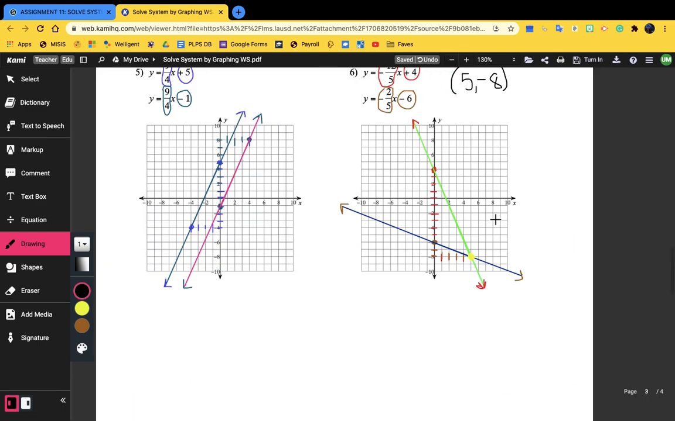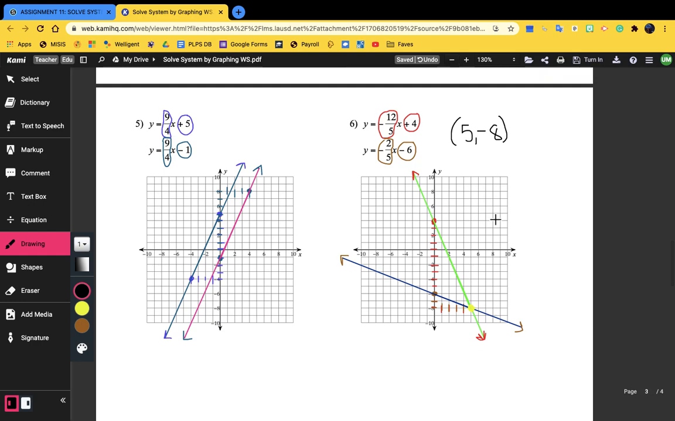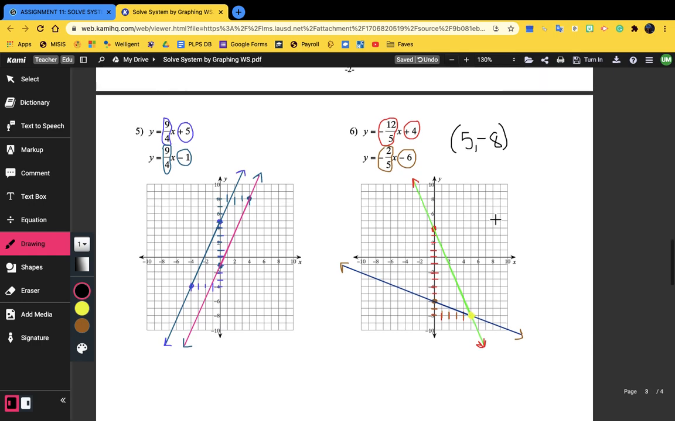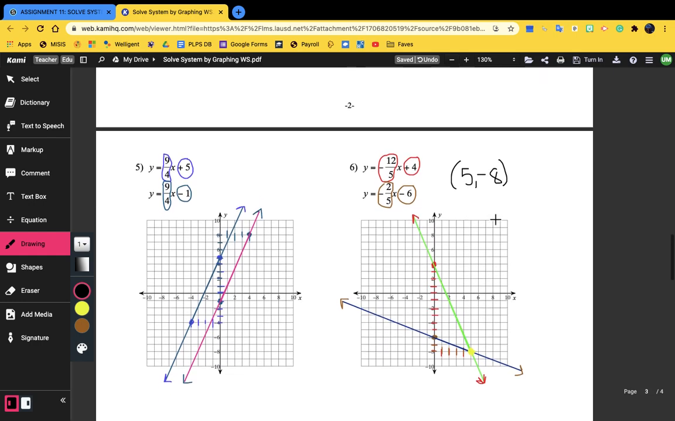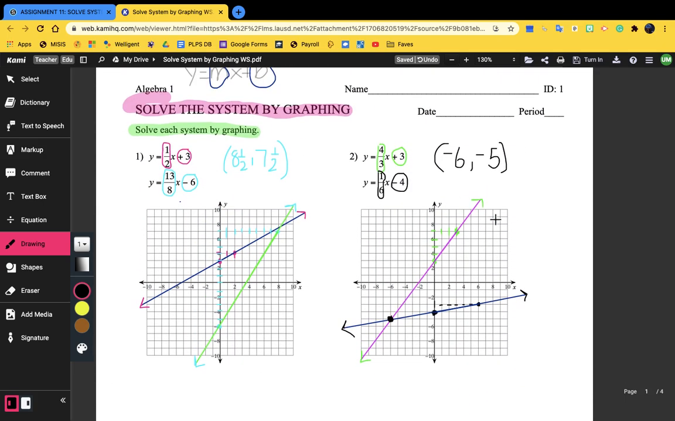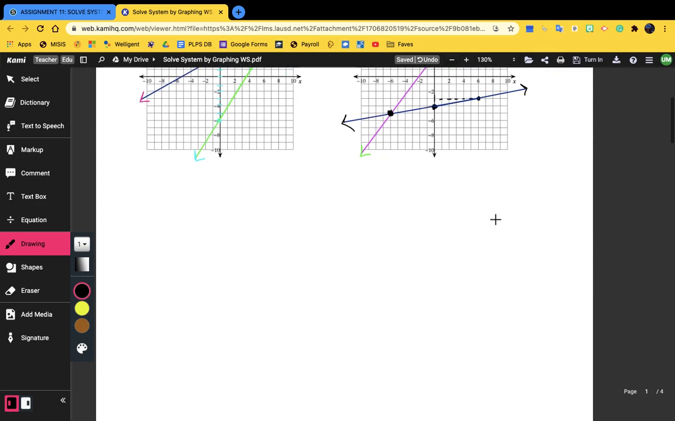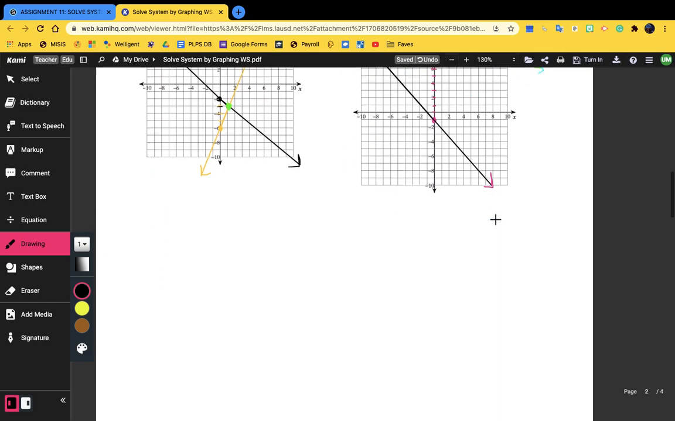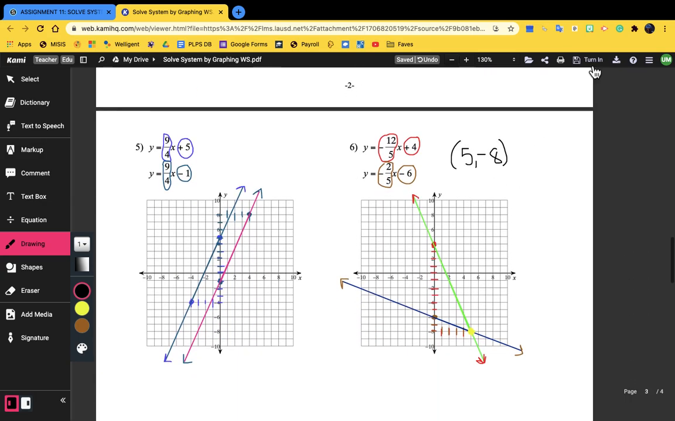And that right there is this worksheet done. There are 5 and 6. There is 3 and 4, and there is 1 and 2. Make sure you rewind or pause in order to make sure that you have everything perfectly done, just like mine, before you hit turn in right here.